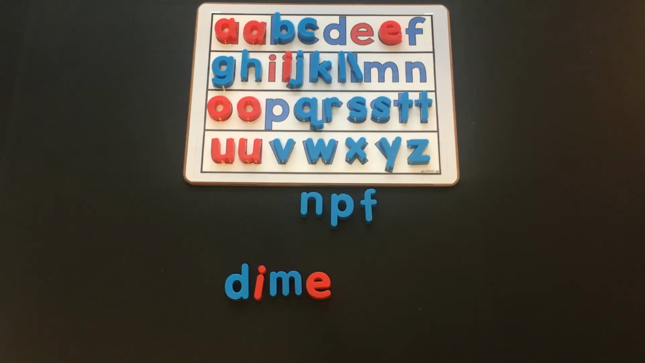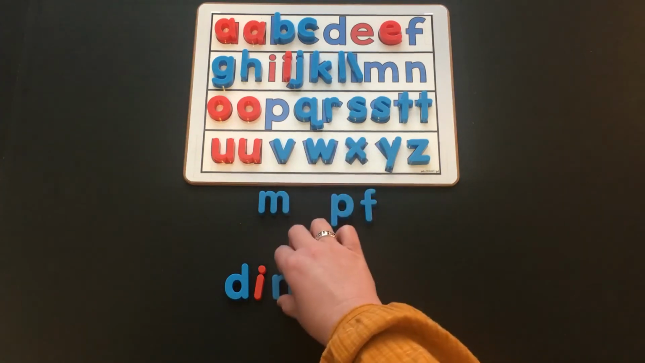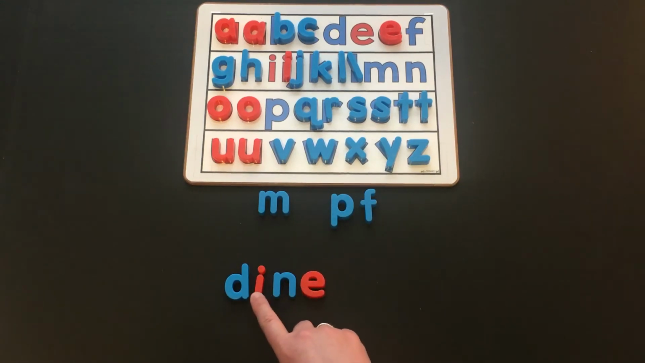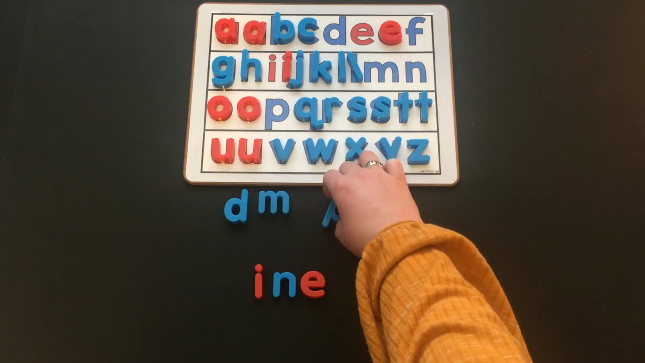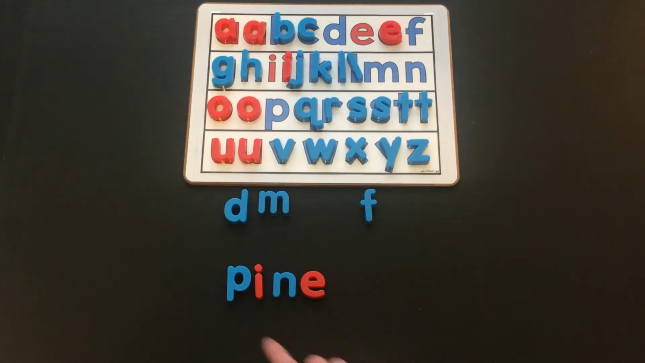Now let's change dime into dine, dine. Right, I heard the ending sound change from an M into an N. But I kept my silent E because the vowel is still long. It's still saying its name. D-ine, dine. Let's change dine into pine, pine. What did you change? Did you change D into P? I know the rest is staying the same. P-ine, pine.